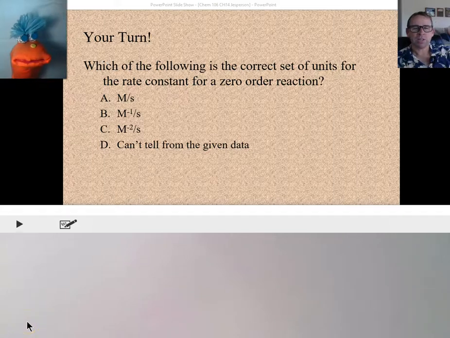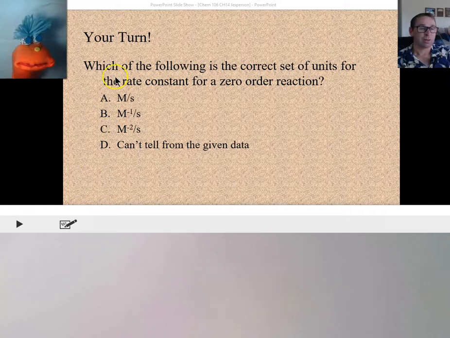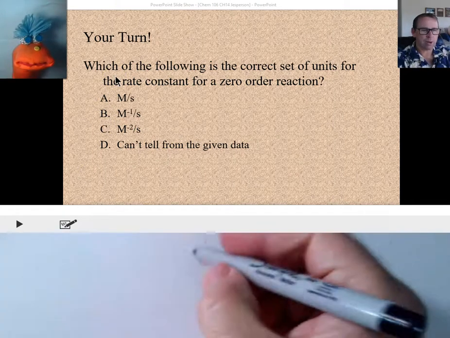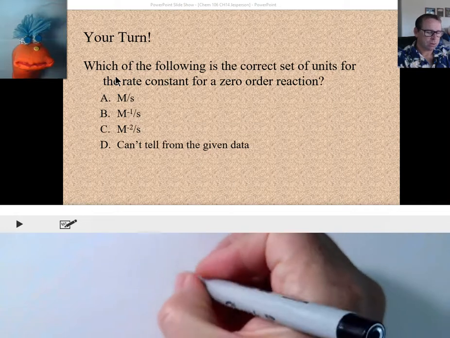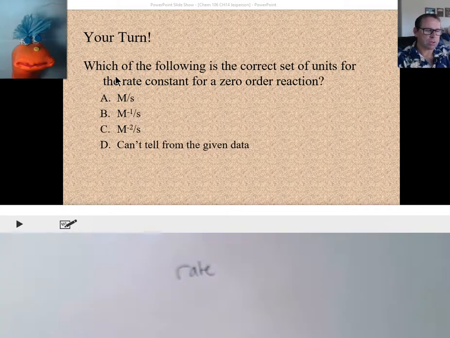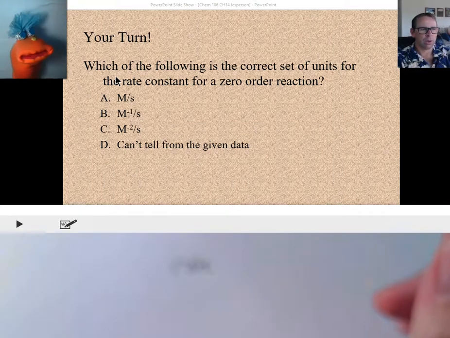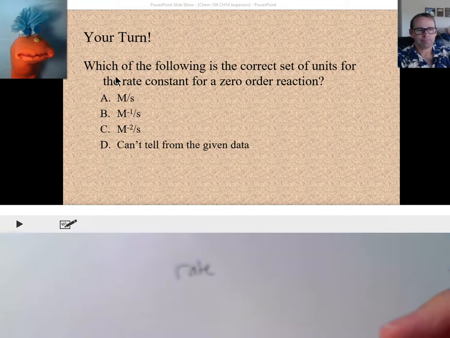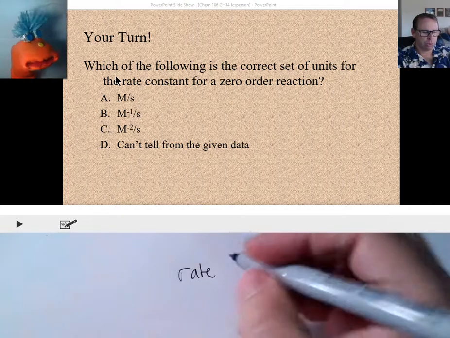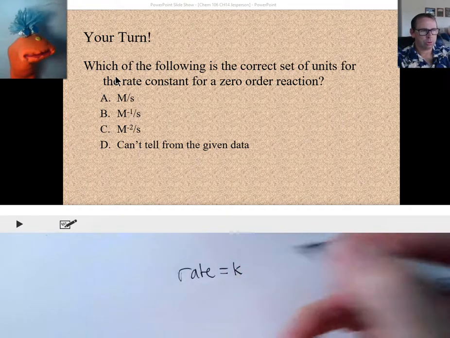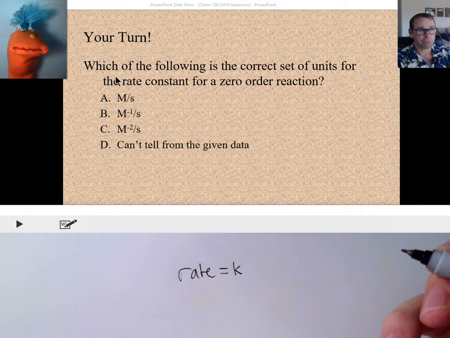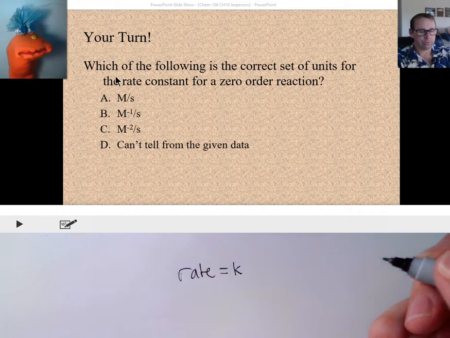Okay, so we've been talking about reactions, different order reactions. We're talking about a zero order reaction here. Again, what that means is that there is a rate law, right? And the rate law always looks like what? Well, you start with rate equals the rate constant. Right?